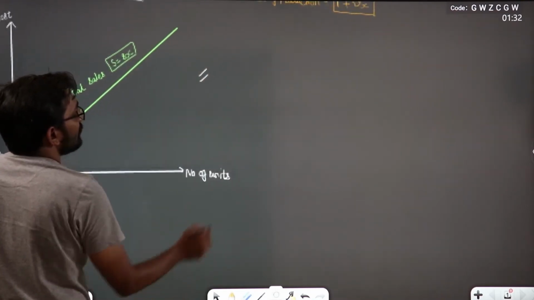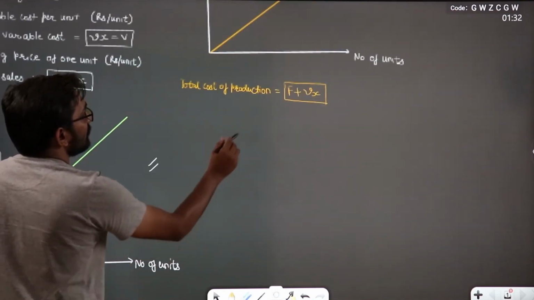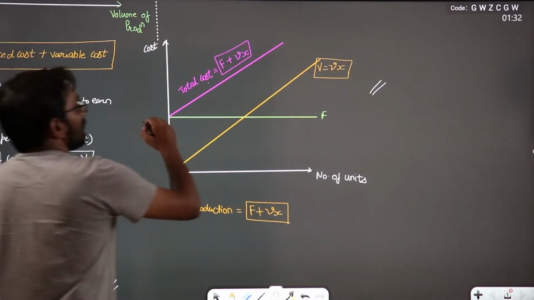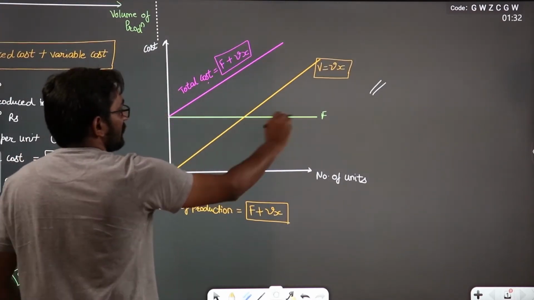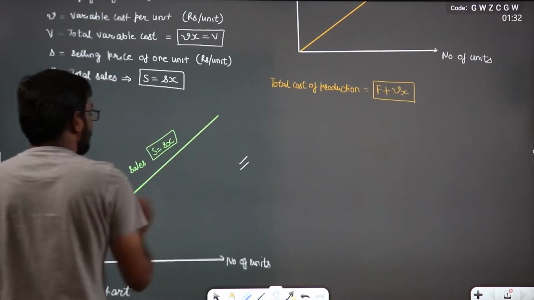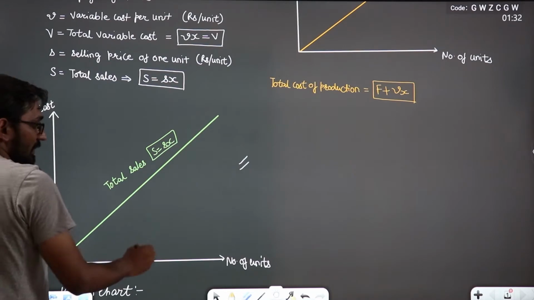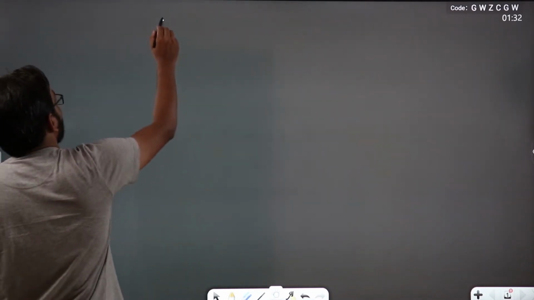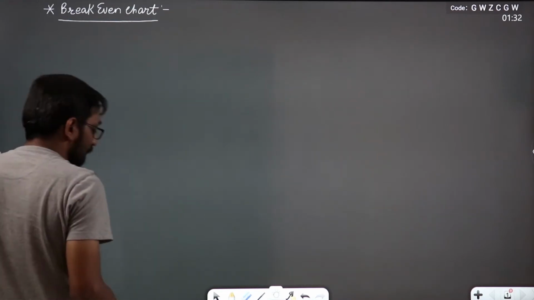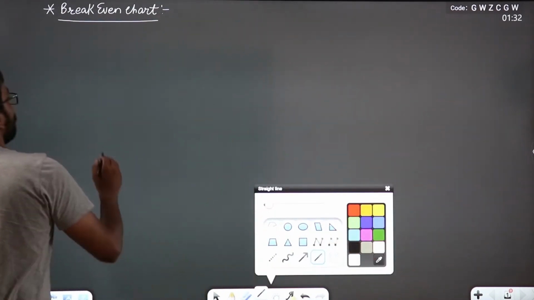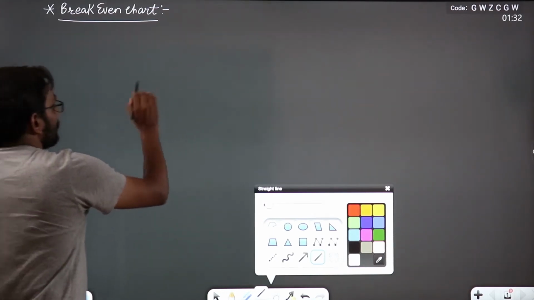These two graphs, first one is the total cost. If you see from here, this will be the total cost graph, this is the fixed cost, variable cost, and this is the total cost. And we already saw what the sales graph will be, and if we superimpose both of them, then we will get the break-even chart, right? Now let us make this break-even chart.